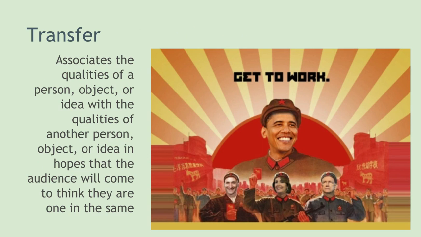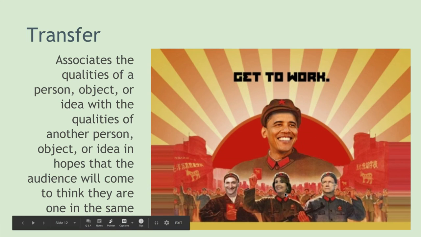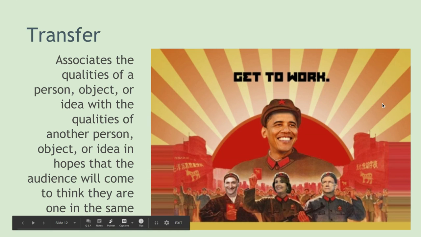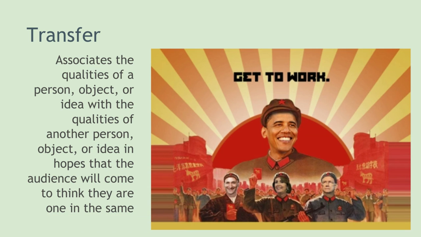So when we look at this image here, it has President Obama in the middle, and it has, oh my gosh, I cannot remember their names right now, but three other Democratic Congress people, important political people. And the background and the theme says "get to work." And it's basically this Chinese image, okay? This idea of communist China. And it also has these little donkeys here, and the donkeys are the symbol of the Democratic Party.